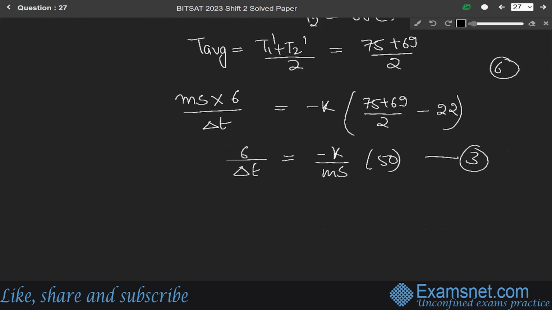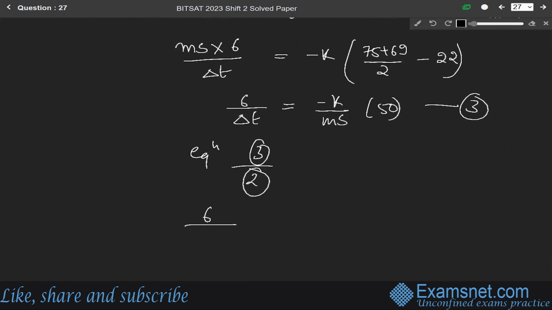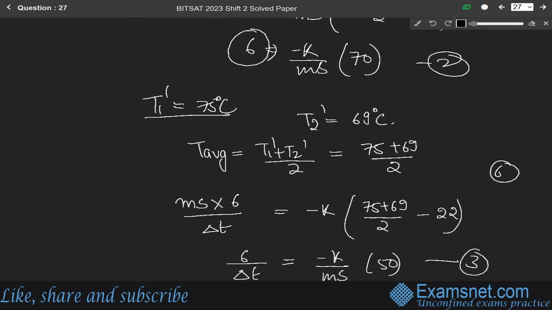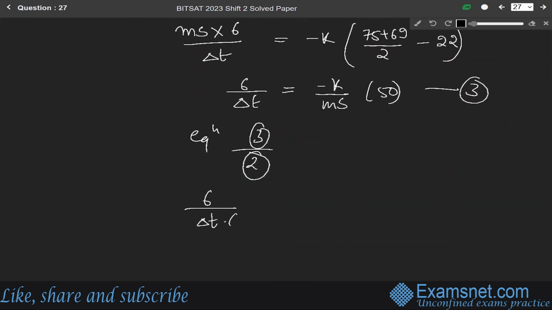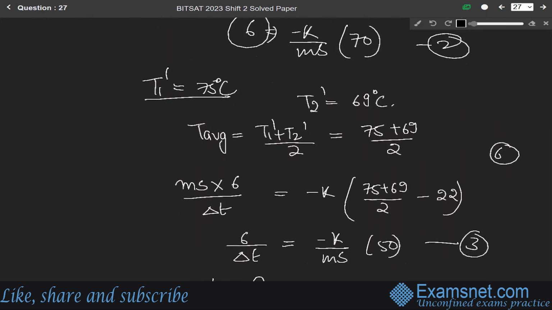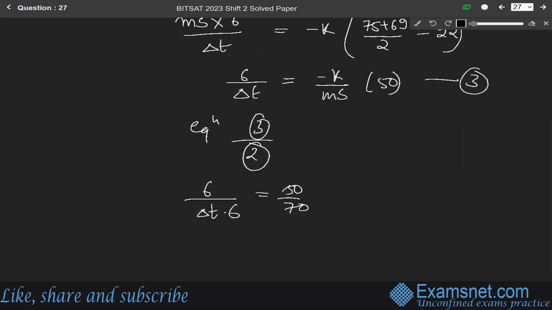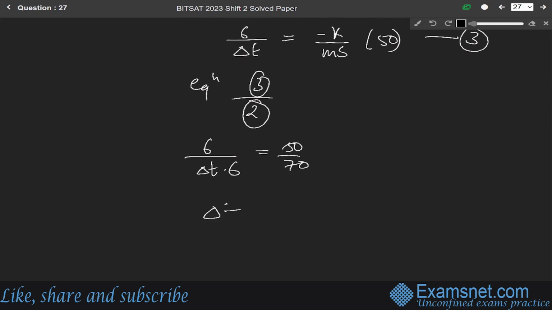So dividing equation 3 by equation 2, equation 3 over equation 2. So it will be 6 over delta t over 6 over delta t into 6, which will be equal to minus k over minus k, which cancels out each other. So it will be 50 over 70. We get delta t as, this 6 cancels, 0 cancels, we get delta t as 7 over 5. It is equal to 1.4 minute.